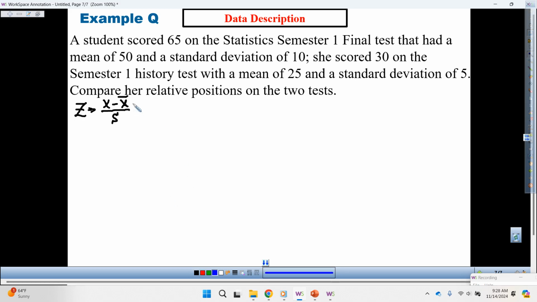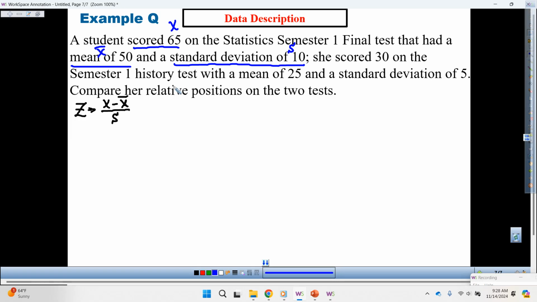And I'm going to use blue to underline the information of the first part of the problem. So this student scored how much? 65. 65 on a what? In the statistics semester 1 final, okay? And then she has a mean of what? 50. So those are the two pieces of information. What else do we need? Standard deviation of what? 10. So let's label this. This is our X. This is our mean, which is X bar. And this is our S.